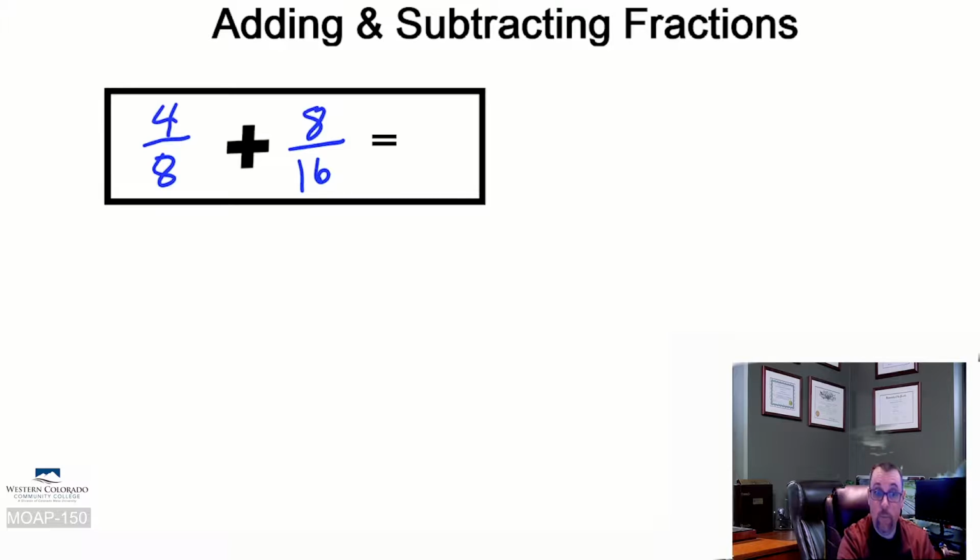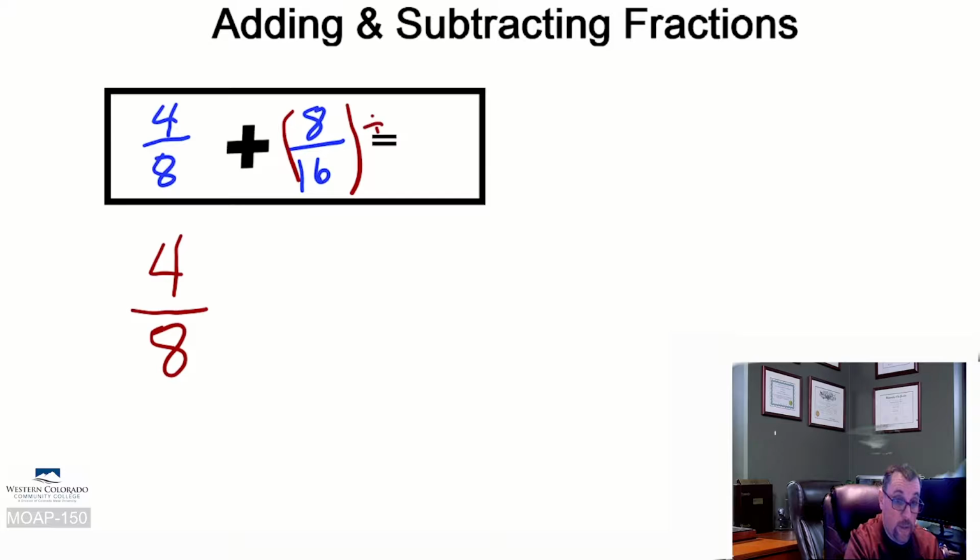Will 8 go into 16? Yes, it will. And so that means that we can keep our 4/8 exactly like it is. And since we know that 8 will divide evenly into 16, what we're actually going to do is divide each of the numbers in this fraction to reduce it down. So we're taking 8/16, and we're saying we're going to divide this by 2 because 8 goes into 16 2 times.